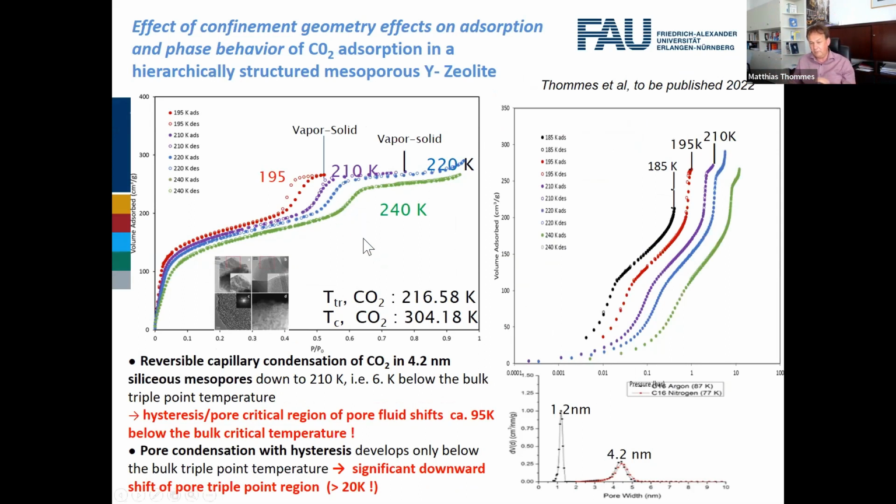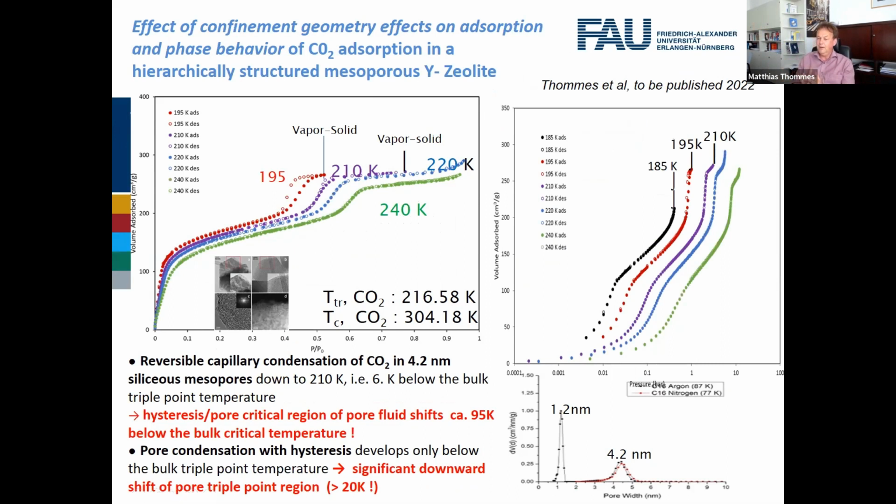Here we see something completely anomalous. These mesopores are slightly smaller than the one we had for the carbon, 4.2 nanometer, but we find here between the bulk triple point of CO2 and the bulk critical temperature only reversible capillary condensation of CO2. Okay, so I just chose here isotherms, even down to 240 Kelvin, we don't see any kind of hysteresis. Even at 210 Kelvin, which is just below the bulk triple point, we don't see any hysteresis. So this is very unique.